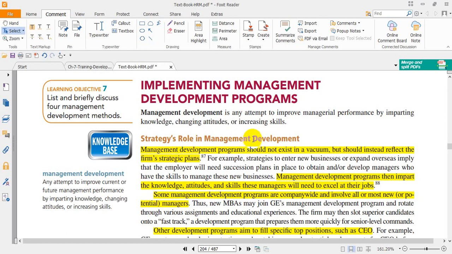Management development means any attempt to improve the current managerial performance or future performance by imparting knowledge, changing attitudes, or increasing skills. This is the meaning of management development. It's a process or attempt to improve managerial current or future performance by imparting knowledge, changing attitudes, or increasing skills.